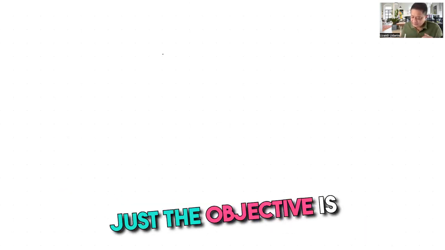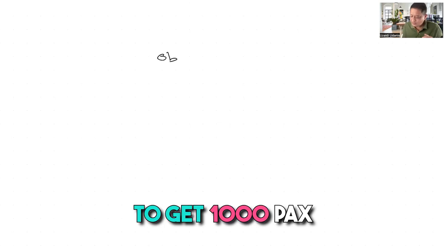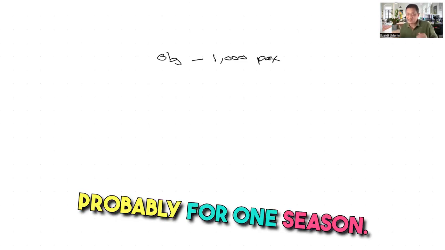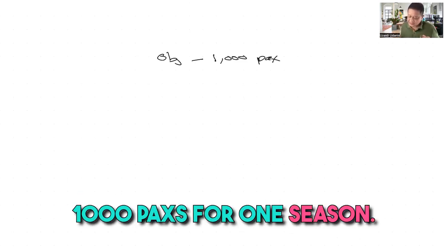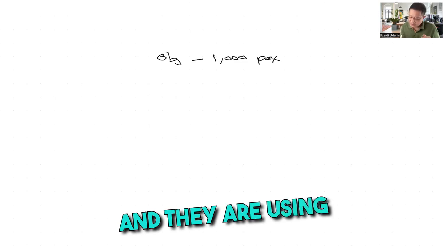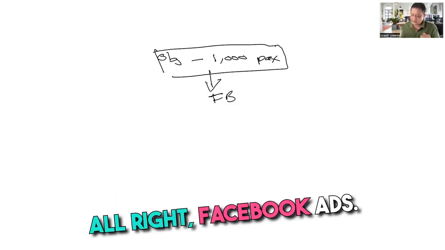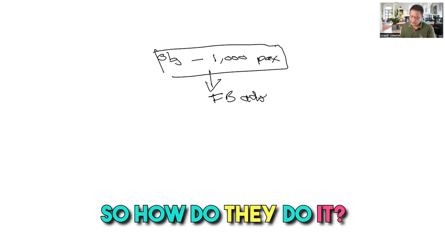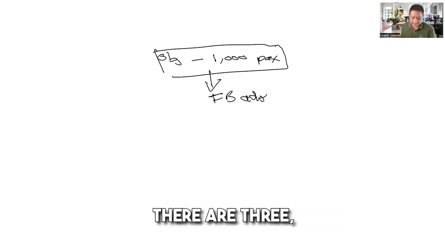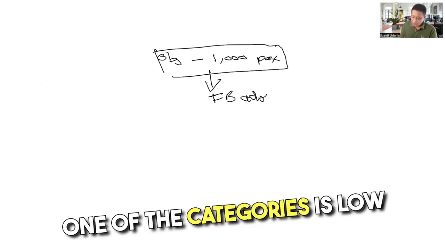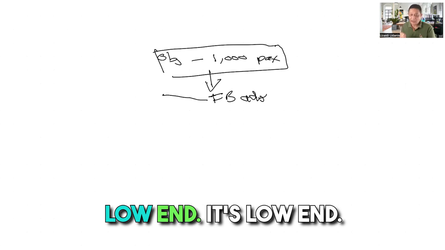Let's say the objective is to get 1,000 packs, probably for one season, and they are using purely Facebook ads. So how do they do it? According to them, there are three categories.